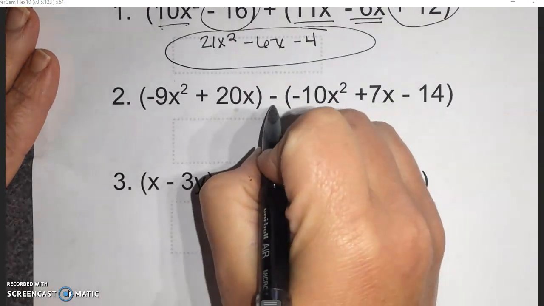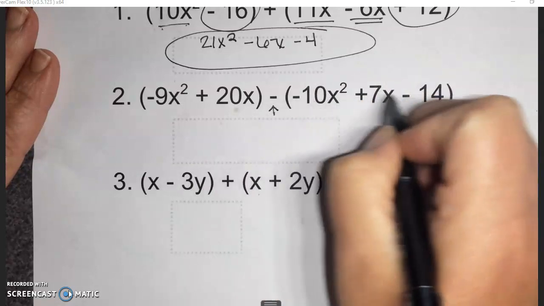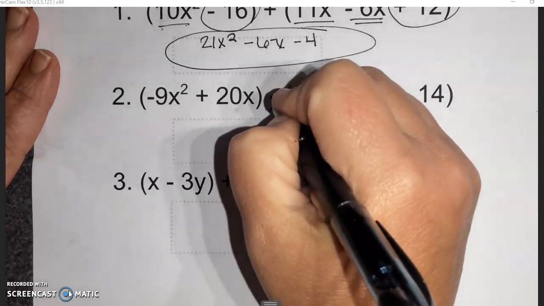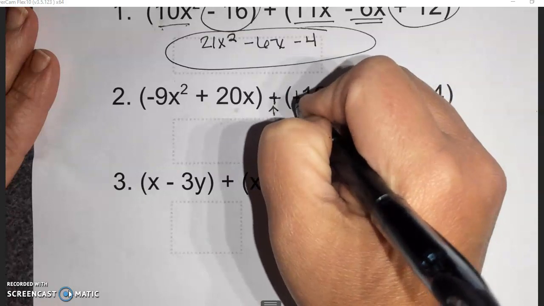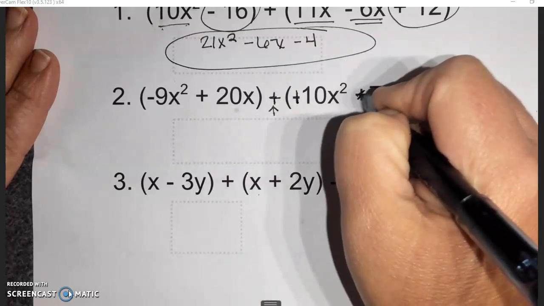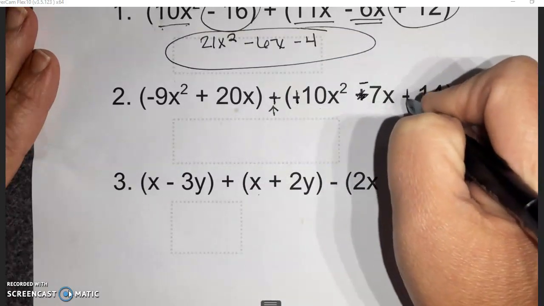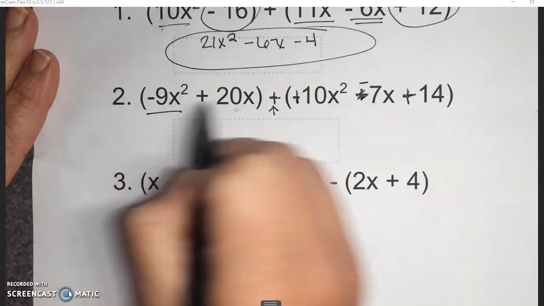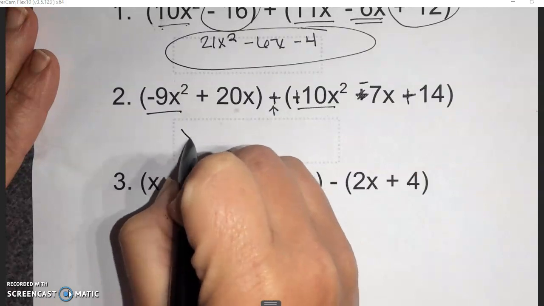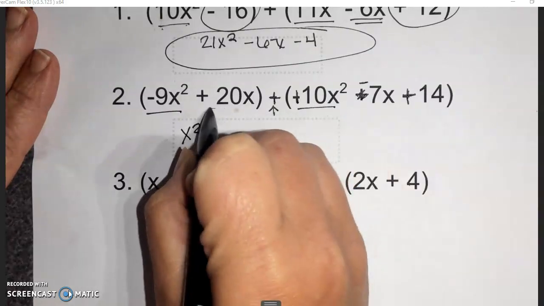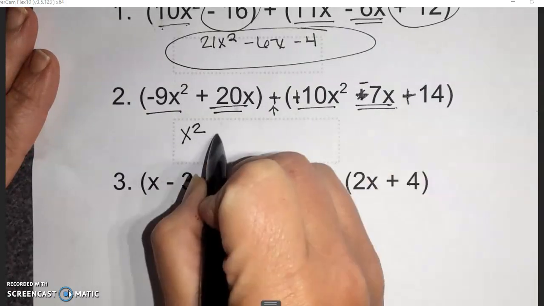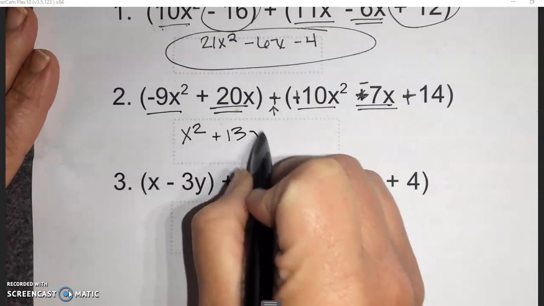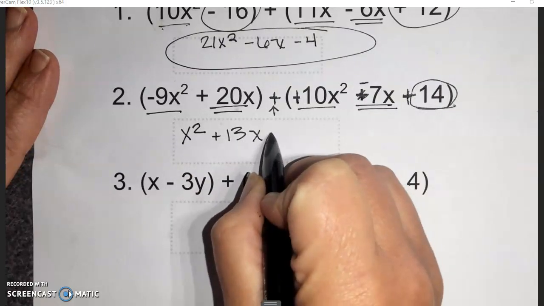Here, I have subtraction, so it flips every sign behind it. So it's now plus, and it's going to flip every sign behind it. This is not plus anymore. It's minus and plus. Okay, now I can combine my like terms. Negative 9x squared and 10x squared leaves me x squared. 20x minus 7x is 13x. And then I have 14.